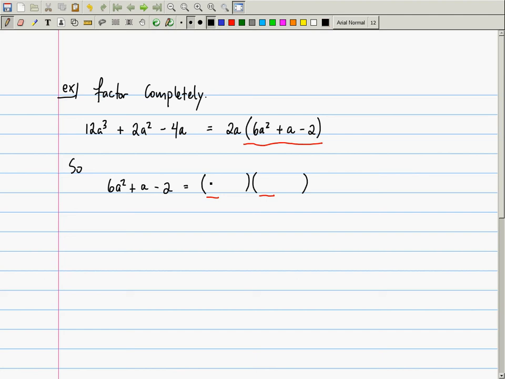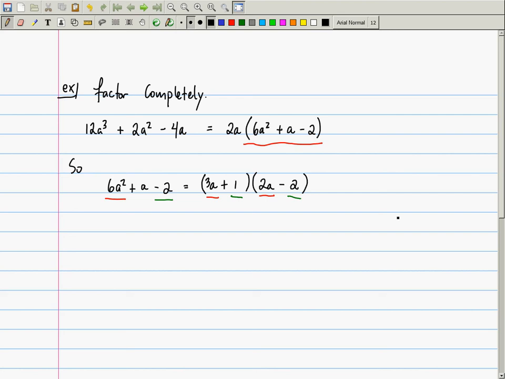Okay. So not exactly 3 and 2. I need it to be 6a squared, so 3a and 2a. Good. So 3a and 2a. Now, in the green position, I need two things whose product is negative 2, right? Why negative 2? Because of this negative 2. Okay, so what can I put in the green positions? Plus 1 and minus 2. So, like this, plus 1, minus 2.